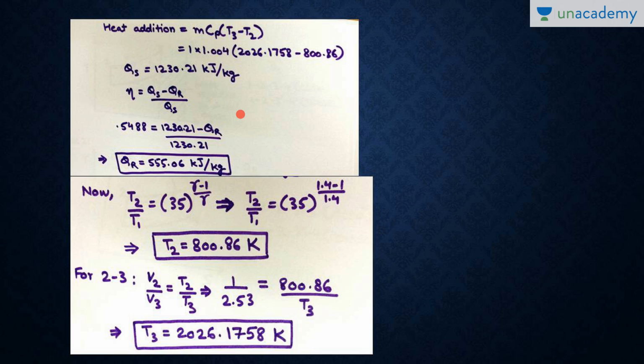For efficiency of the diesel engine, you can write this also, because this is the general formula of efficiency, which is net work done upon heat supplied, which is QS minus QR upon QS. And the direct formula of the diesel cycle you have already known, right? So these are the two important numericals of the diesel cycle.